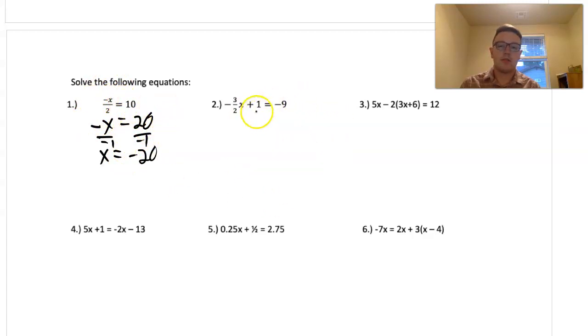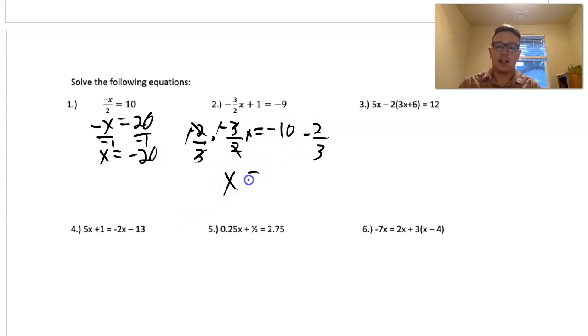For this next one, we're going to start by subtracting 1. So we're left with negative 3 over 2 x is equal to negative 10. What do we do from here? Well, we have a fraction. We're going to multiply by the flipped fraction. So we're going to multiply by 2 over 3, and we'll bring the negative along for the ride this time. Right, so everything here will cancel out. And we're left with x on this side, and these negatives cancel out. So we're left with x is equal to 20 over 3.